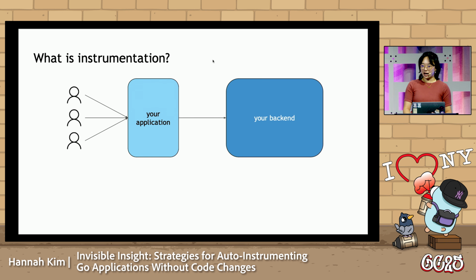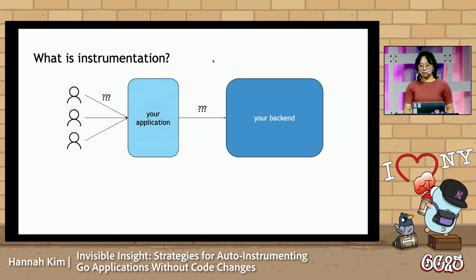How many users do I have? How long is it taking them to go from point A to point B? What links are they clicking on? And what type of errors are they getting? There's a bunch of unknowns when you have an application like this. And to answer these questions, you're going to need something called telemetry.